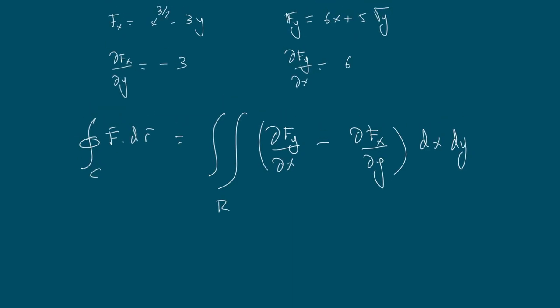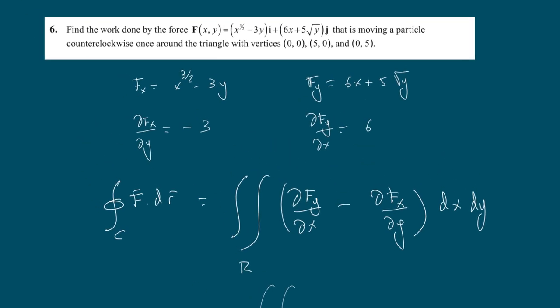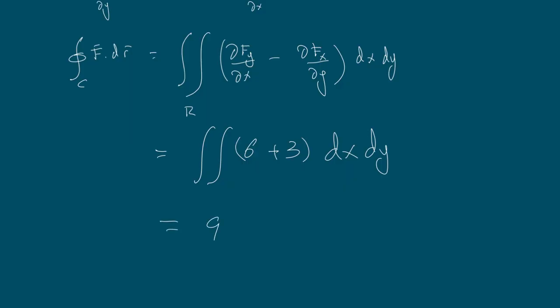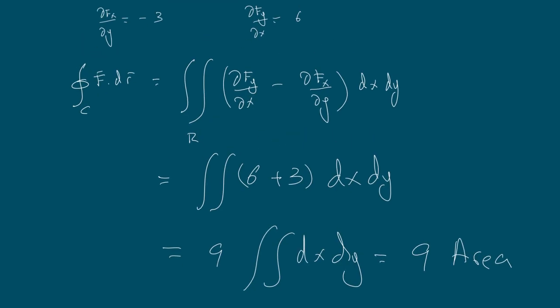So we have solved the problem very easily. The region of integration is moving around a triangle with vertices. Let's go to see. The partial derivative with respect to x is 6, minus minus 3 is plus 3. 6 plus 3 is 9. So it will be 9 times the integral of dx dy, so 9 times the area of the region contained in the curve C.